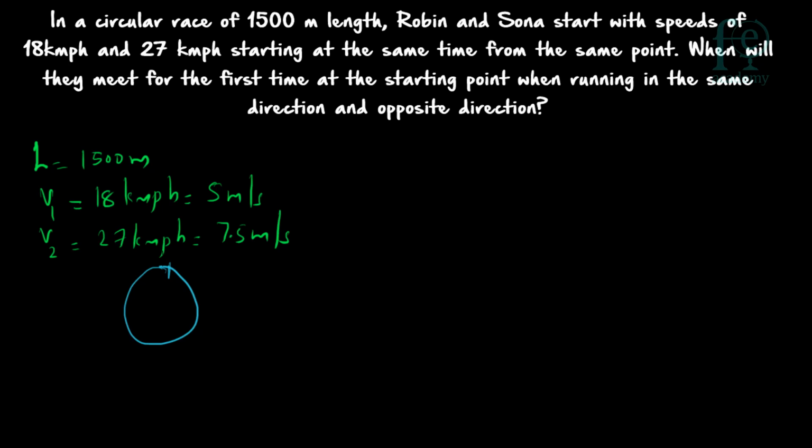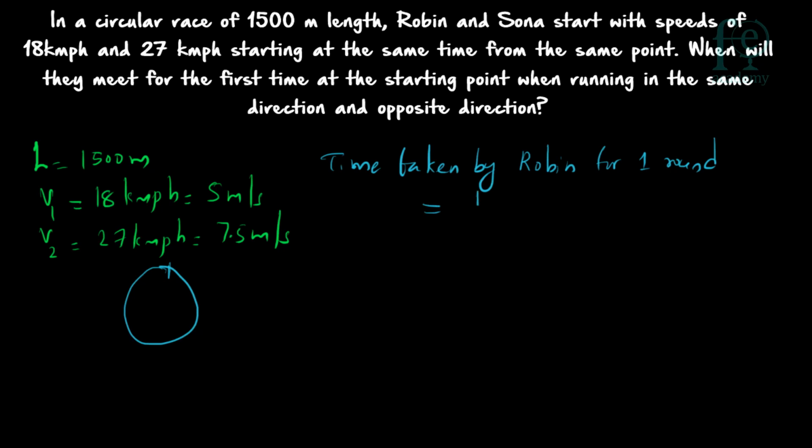So you have to find out the time taken for Robin to complete one round and the time taken for Sona to complete one round. That is the first step you have to do. So, time taken by Robin in order to complete one round. What will it be? For one round, how much time does Robin take? Time is equal to distance by speed.